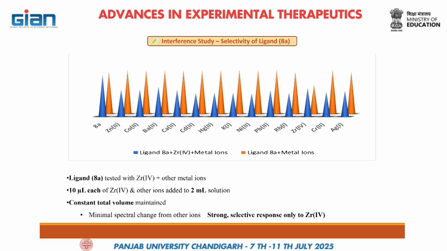Interference study was used to show the selectivity of the ligand towards zirconium, with minimal spectral change from other metal ions, showing a strong selective response only in the case of zirconium.